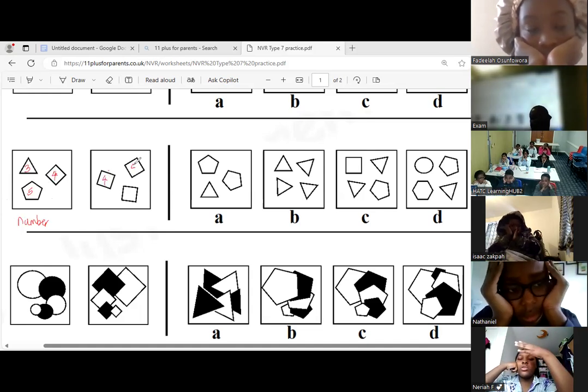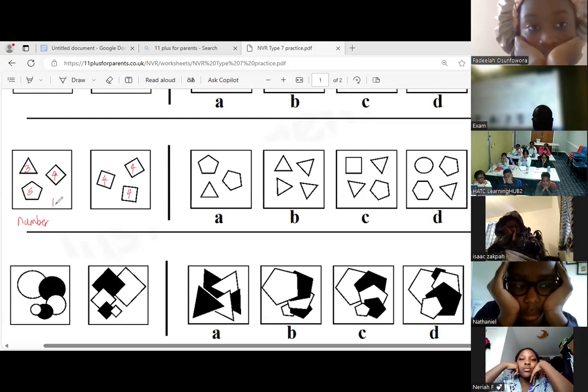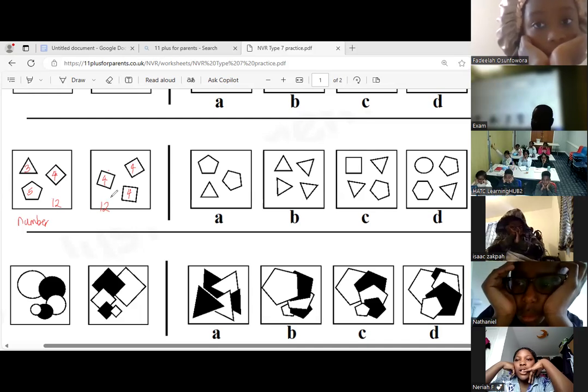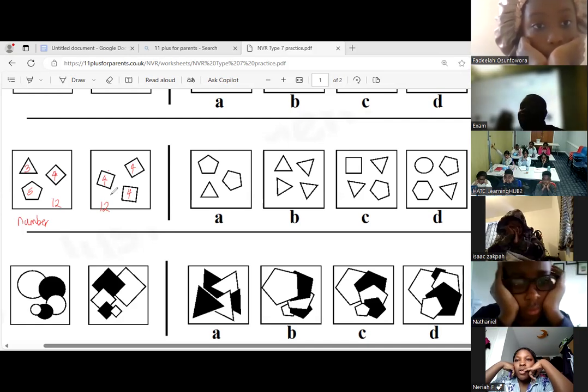What about this one? 4, 4, 4. Let's add those numbers together. 3 plus 4 plus 5, that gives me what? 12. 4 plus 4 plus 4, that gives me what? 12. So that means whatever shape we're gonna pick must have how many sides in total? 12. Does that make sense to you? You see why I said you have to look deep.